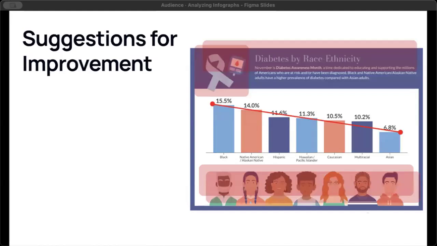To improve the graph, we suggest sorting the bars in descending order by prevalence for easier comparison. Using a consistent color scheme or gradient to represent increasing prevalence, or removing unnecessary illustrations to reduce clutter. We could also add context about the data source or sample size to build credibility. These changes would make the graph clearer and help it better communicate the intended message.